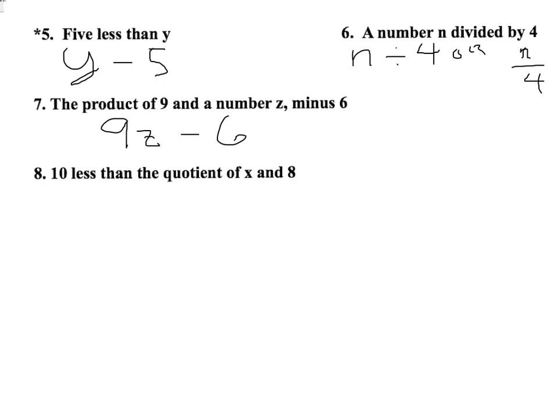Okay, we know this word quotient means to divide, right? So if we write this division like we did up in number 6, where we have x and 8. Okay, again we're going to start with that because number 8 is also kind of like number 5 where we use that less than term. Okay, so we start with our x over 8 and then we want to subtract 10 because we want 10 less than x over 8.